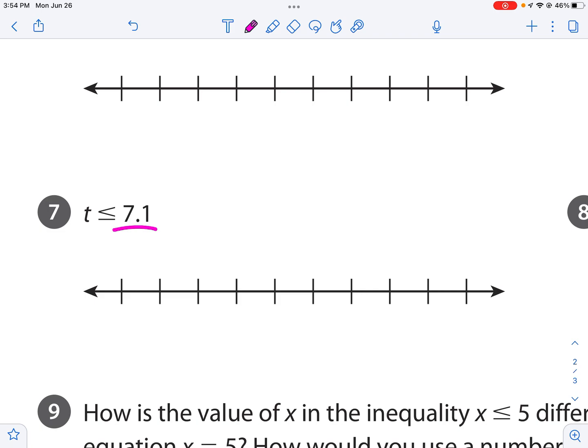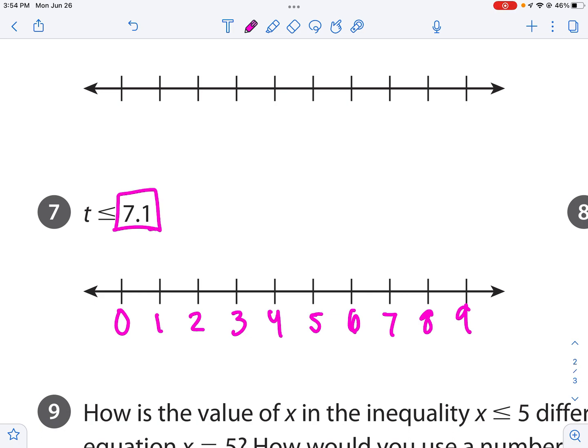So I'm going to put 0. Let's see, 0, 1, 2, 3. I'll put 0 here. 1, 2, 3, 4, 5, 6, 7, 8, 9. You also could do it by 2s, 2, 4, 6, 8, by 5s, whatever you want. Okay, so I need to put a dot at this number right here.